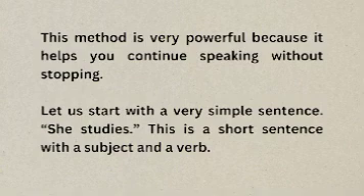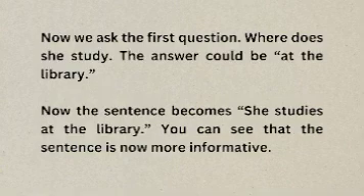Let us start with a very simple sentence. She studies. This is a short sentence with a subject and a verb. Now we ask the first question. Where does she study? The answer could be at the library. Now the sentence becomes, she studies at the library. You can see that the sentence is now more informative.